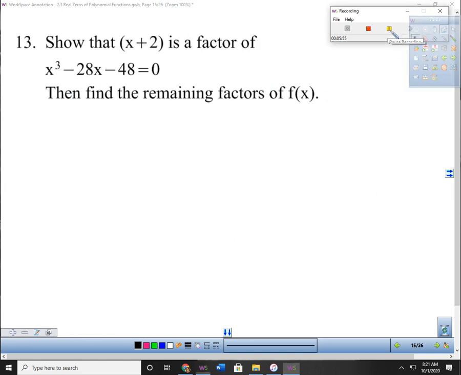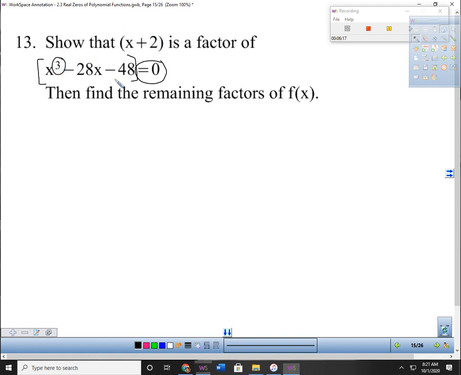We're going to show that x plus 2 is a factor of this polynomial. Now, I don't care about this part, okay? Really, this is the polynomial I'm looking at, okay? So first I'm going to show that that's a factor, and then I'm going to find the remaining factors, okay? I should have 3 total factors because there are 3 zeros. That's your biggest one, right?